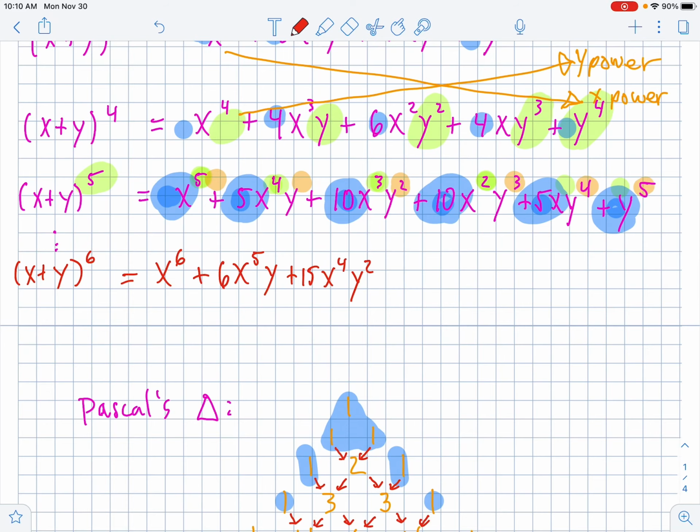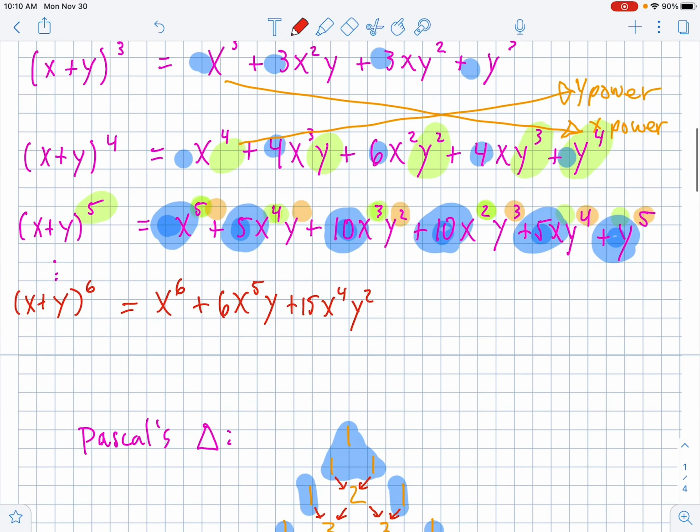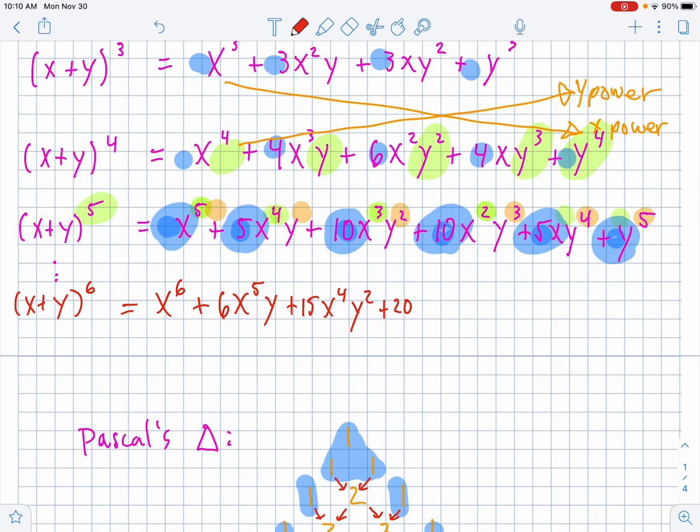So notice I'm dropping my x powers by 1, upping my y powers by 1, and I'm snagging my coefficients from Pascal's triangle. The next one would be 20x cubed y cubed, then 15 x squared y to the 4th, then plus 6x y to the 5th, and then y to the 6th would be at the end. Nice.